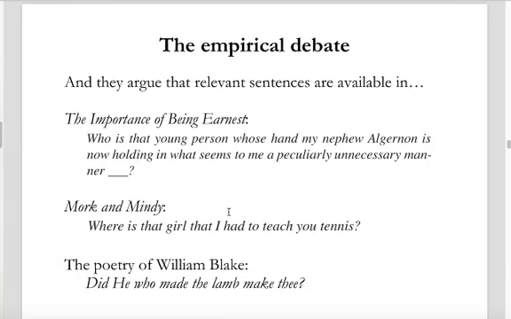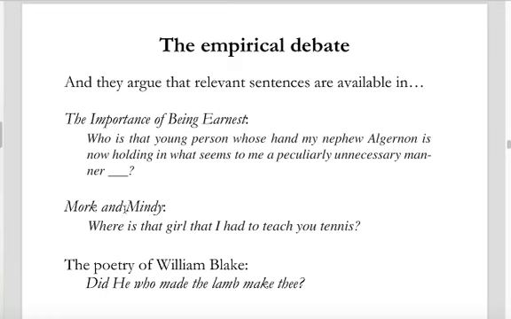And then they start moving into even more exotic things here. So this is an Oscar Wilde play. Who is that young person whose hand my nephew Algernon is now holding in what seems to me a peculiarly unnecessary manner? And again, here, I mean, this is not really relevant to the question under debate. We're talking about 3 and 3.5-year-old children here. They presumably have not seen The Importance of Being Earnest.